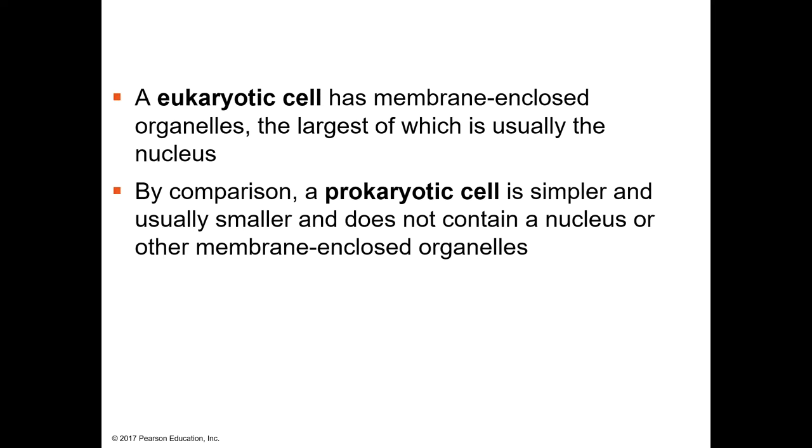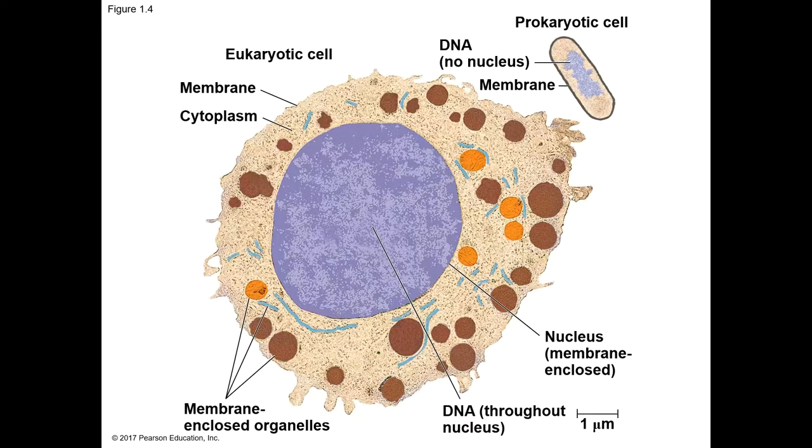A eukaryotic cell has membrane-enclosed organelles, the largest of which is usually the nucleus. By comparison, a prokaryotic cell is simpler and usually smaller and does not contain a nucleus or other membrane-bound organelles. So here's a picture of a eukaryotic cell. You can see there's lots of circular, spherical structures in there, and those are evidence of items that are packaged up inside of a membrane.